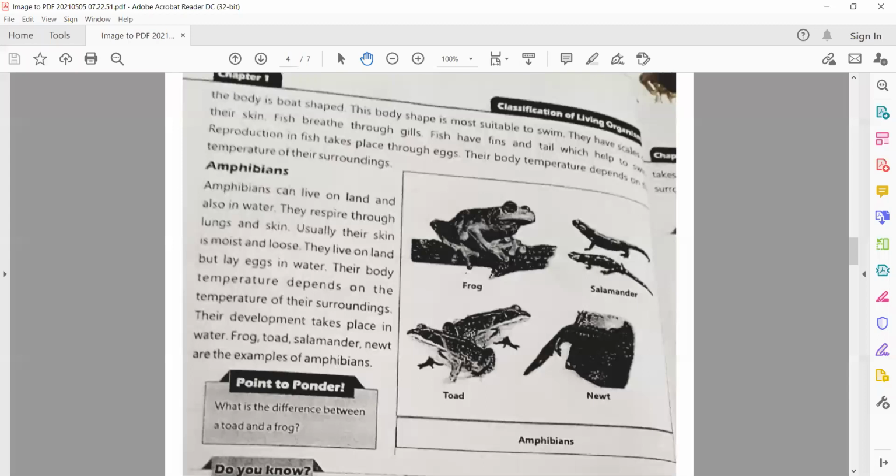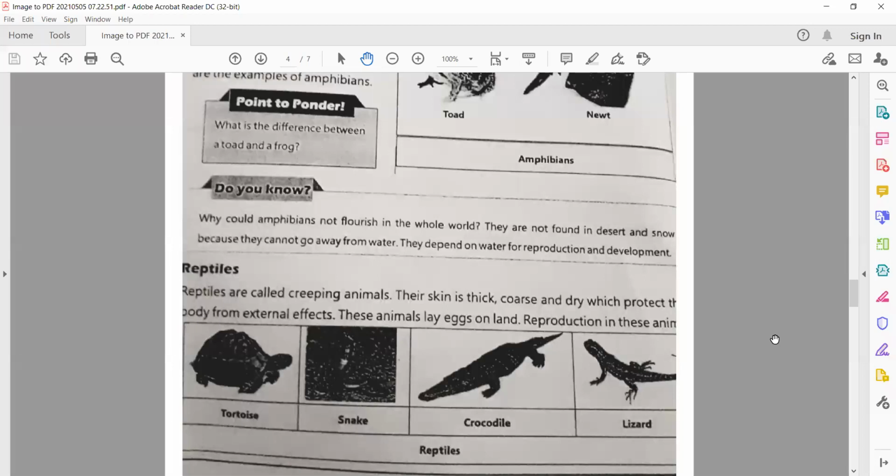Now look at this. Do you know why amphibians could not flourish in the whole world? Why did amphibians not flourish in the whole world? Because they are not found in desert and snow, because they cannot go away from water. क्यों ये वाटर से दूर नहीं जा सकते? हमने क्या पढ़ा अभी रिप्रोडक्शन में कि ये कहां पर रिप्रोड्यूस होते? They live on land but lay eggs in water. So their development takes place in water. So they cannot go away from the water.